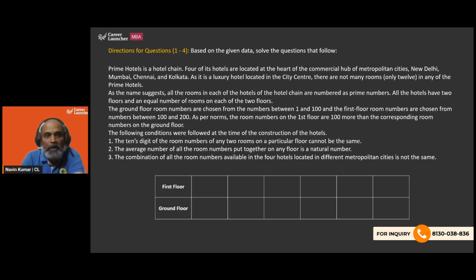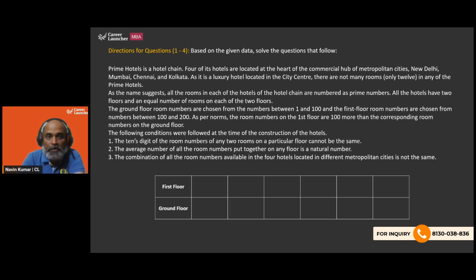The ground floor room numbers are chosen from the numbers between 1 and 100, and the first floor room numbers are chosen from numbers between 100 and 200. So this question is completely based on prime numbers from 1 to 200. As per norms, the room numbers on the first floor are 100 more than the corresponding room numbers on the ground floor. The following conditions were followed at the time of the construction of the hotels.